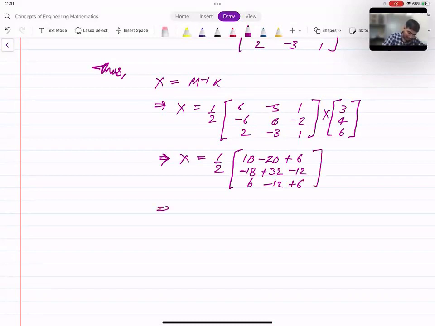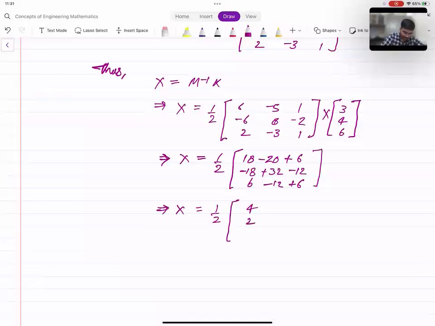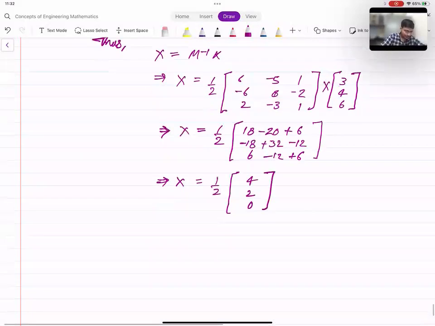So upon solving, we get this is 1/2, and here this becomes -2 plus 6, which is 4. Okay, and here we have -18, and this becomes 20 -18, this is 2. Okay, and here this is 6 plus 6 is 12 -12 is 0. Okay. So now we need to multiply this 1/2 with all the elements, since this is a scalar multiplication.